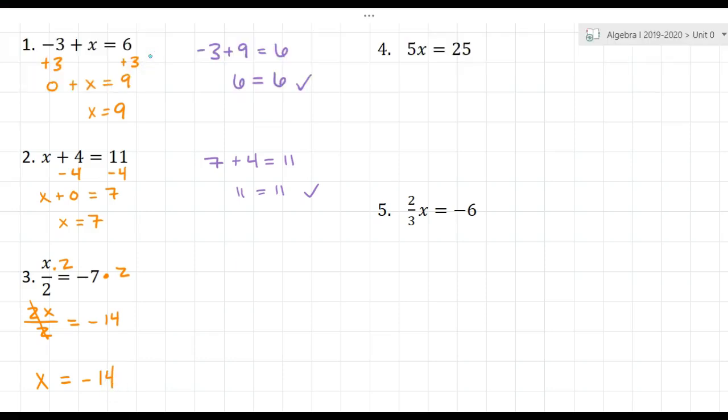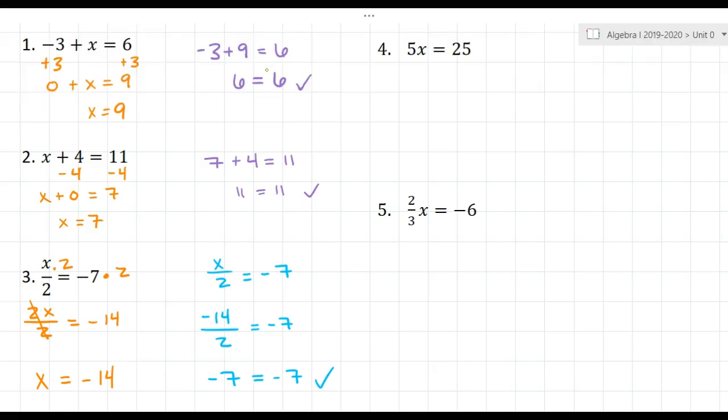Let's check. My original equation was x divided by 2 equals -7. If I sub in -14 for x and bring down the rest of the equation, on the left-hand side I have -14 divided by 2, which is equal to -7, which is equal to the right-hand side of the equation. -7 equals -7. My equation is balanced.